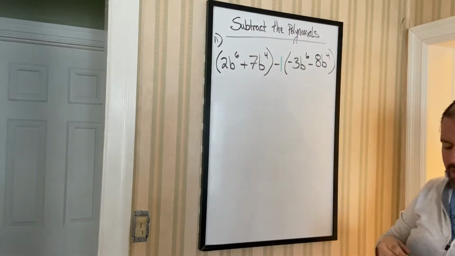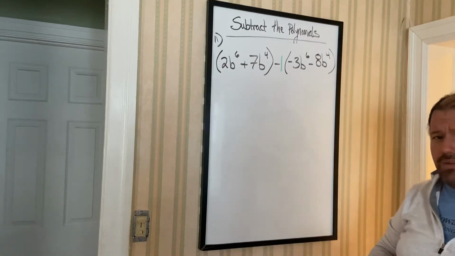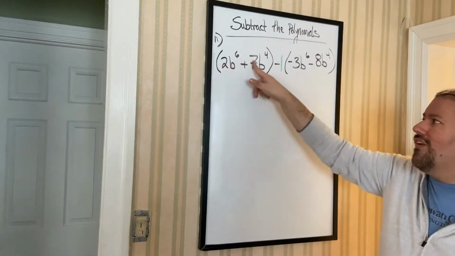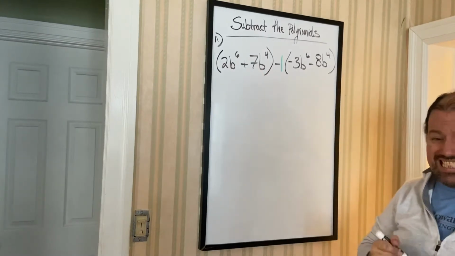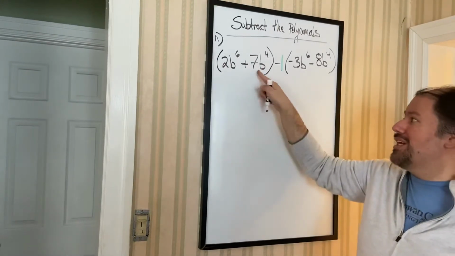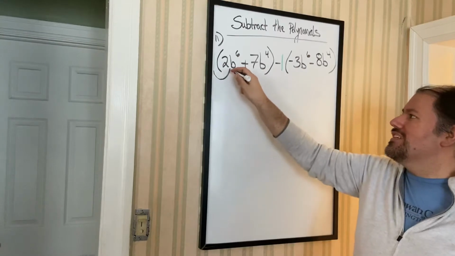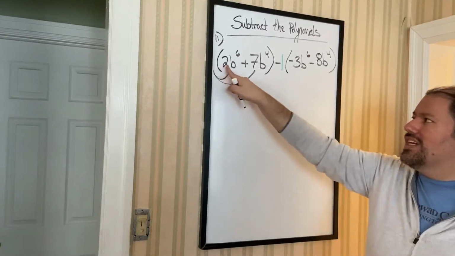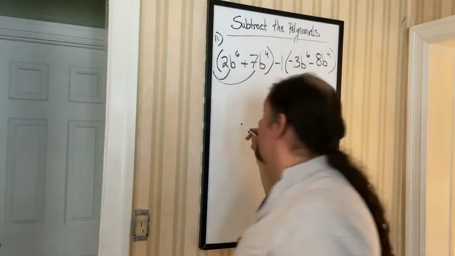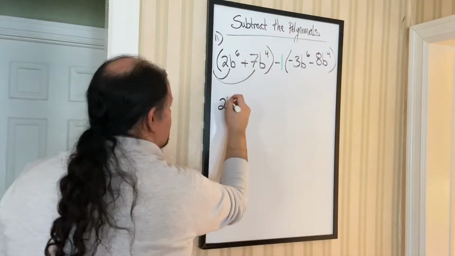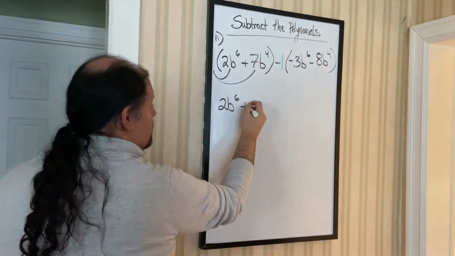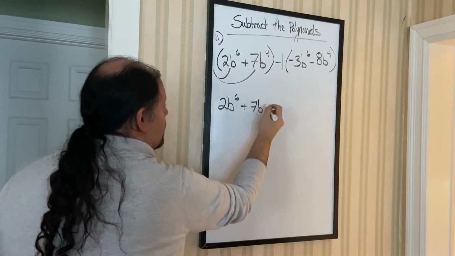Once you put in a 1, you're going to use the distributive property. So whatever numbers on the outside, we can distribute to all items inside the parentheses. Because this is the binomial, we'll distribute it here to that term and to this term. So when I do that, I'm going to get 2b to the 6. And then 1 times 7b to the 4th will just be 7b to the 4th.